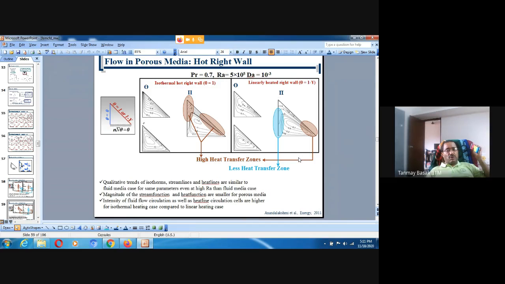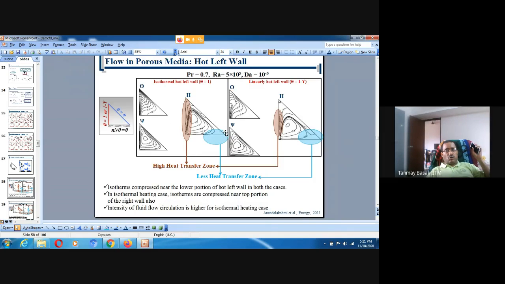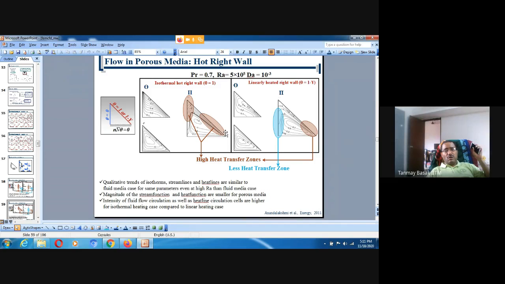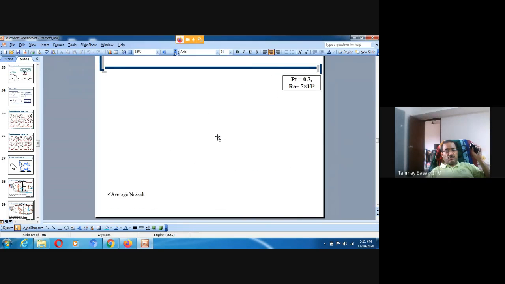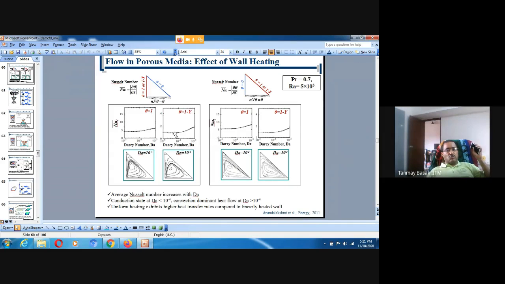Next we have also worked on flow with a hot right wall. Previously we looked at the hot left wall, next the hot right wall. We found a similar kind of concept from the heat lines. This role is pretty important. Then we also calculated the Nusselt number based on the finite element basis functions, and we got the Nusselt number, which can be explained based on heat lines.